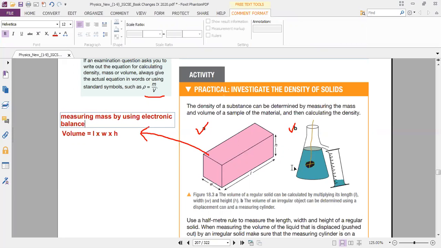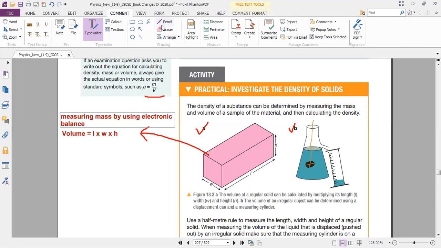But what would happen if the object is irregularly shaped? Look at this diagram. What would happen if the object is not regularly shaped? For example, a rock. It can have different shapes. So what would we do? We get water. We use displacement can. This is displacement can. This is a very thin thread. This is measuring cylinder. This is water.